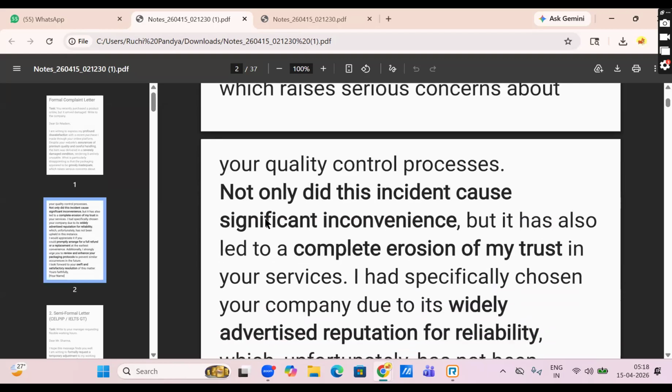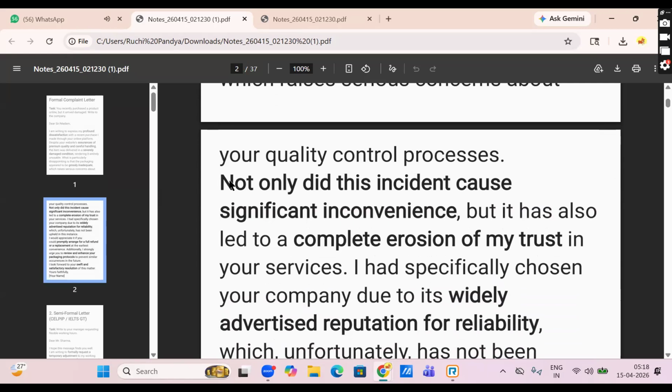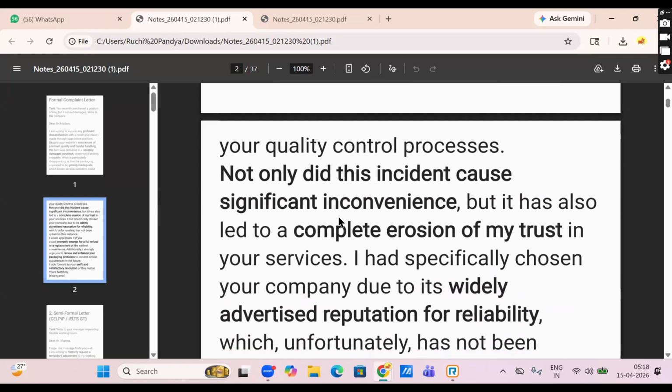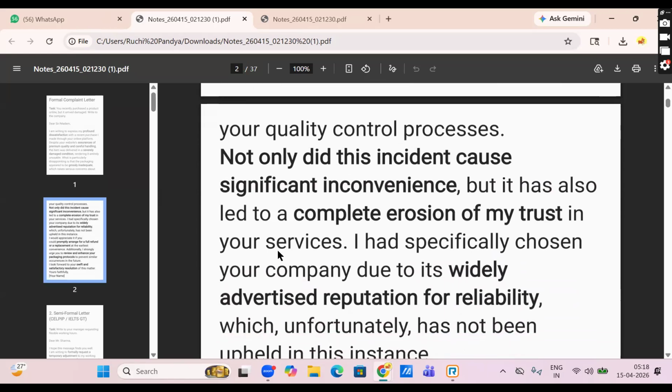Now, what happened to you because you received a damaged product? You will state your grievance, that because of this my day was wasted or I had to face this problem. So here you clearly write: not only did this incident cause significant inconvenience, but it has also led to a complete erosion of my trust in your services. Go through this line with me again.